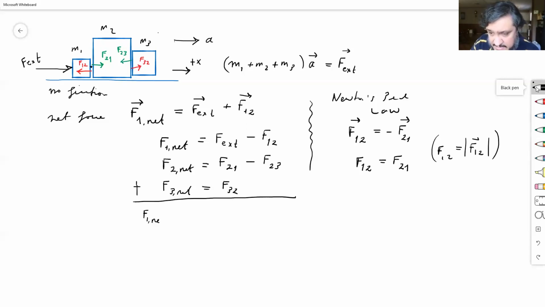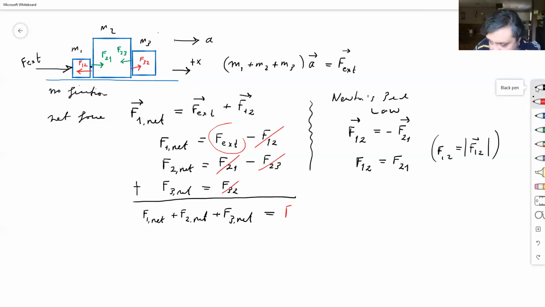if I add them, F1 net plus F2 net plus F3 net, these will cancel. F12 and F21 because of this reason. You add them, then you get rid of them. Similarly, F23 takes care of F32. This is negative F23, negative F23 plus F32, zero. So what is left? This guy, F external.